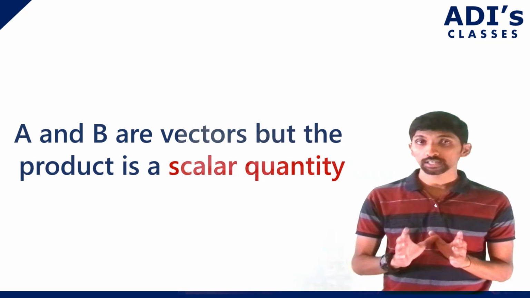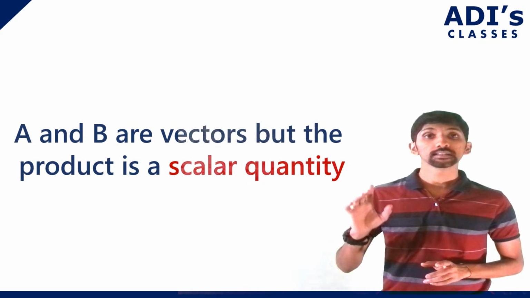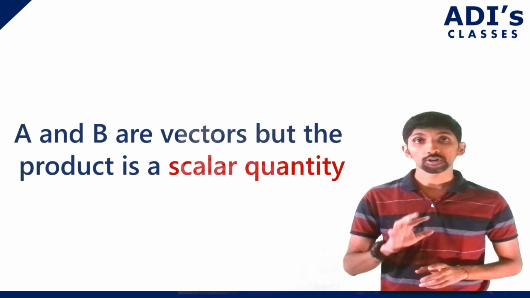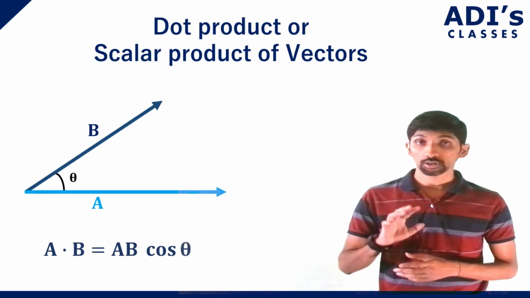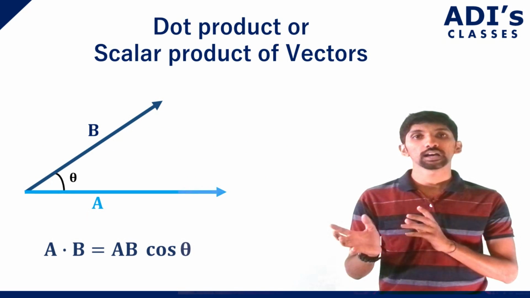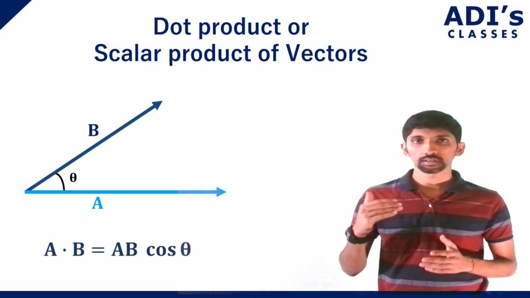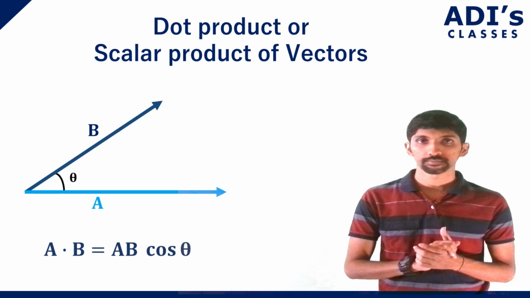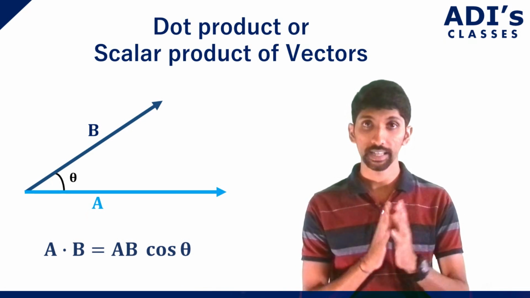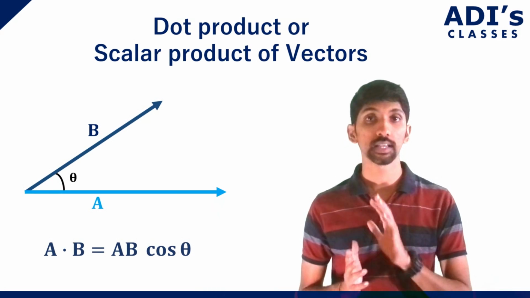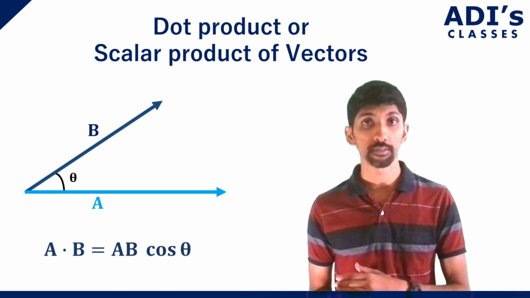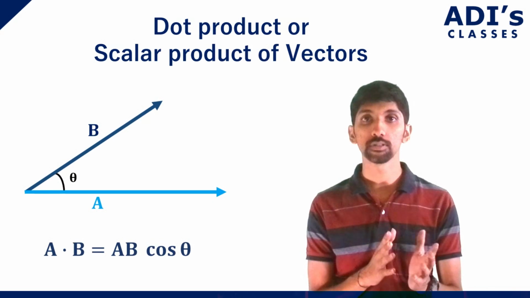Alright, so a very important point here is that we are talking about the cos theta component. Since we have the cos theta component, when the angle changes, the value of the dot product will also change. Alright, so in the next video you'll see a few properties of the scalar product, like what happens, whether the distributive law is true, the commutative law, and a lot of other properties of the scalar product.